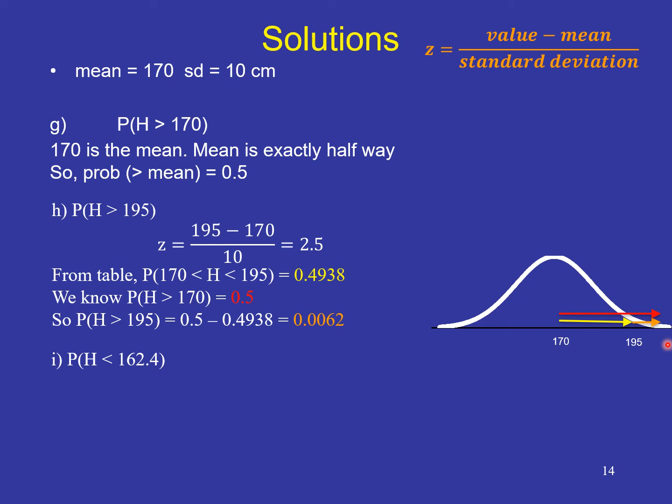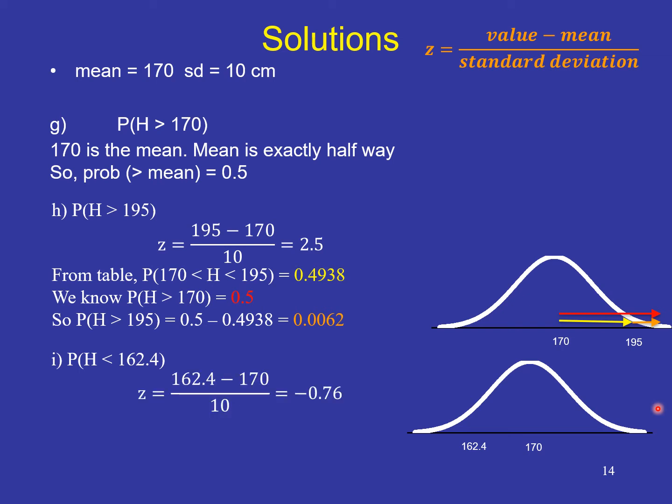Part H, the probability that someone is shorter than 162.4. Again, it might help to show it on a picture. If the mean is there, 162.4 is going to be below the mean, so roughly about there. We can find the Z value, which is minus 0.76. So we look up 0.76 in our tables, and that gives us 0.2764. So therefore, that probability is 0.2764.